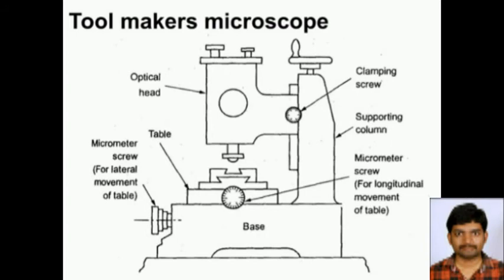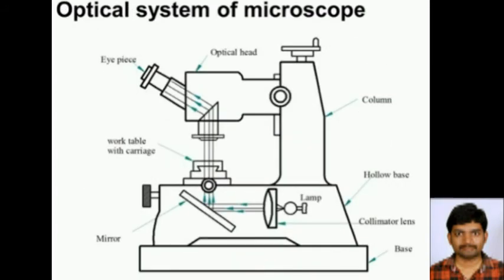Now we will briefly discuss the optical system. This is the optical system of the microscope. You can see the body which has a lamp. Normally a tungsten filament lamp is used, and there is a set of collimating lenses to get a parallel beam of light, and there is a mirror using which the light beam is diverted, and we have a glass plate over which we can place the workpiece. The screw thread is placed on the glass plate and light is passed through the workpiece, and we get the image which we can observe through the eyepiece.